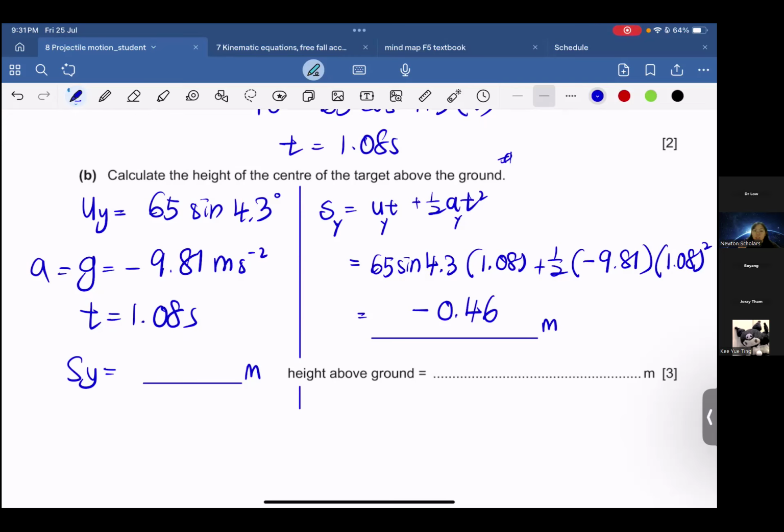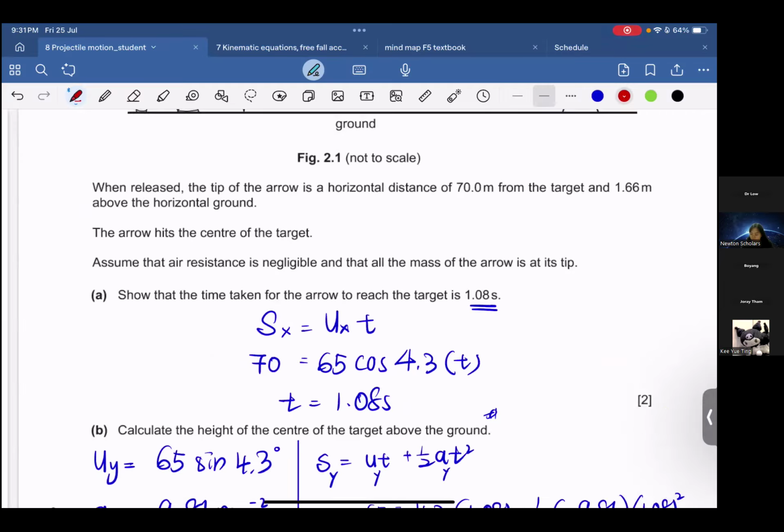Okay, here, SY is negative. What does it mean by negative? This negative means that it is already in the opposite direction to the initial motion. Okay, this negative means opposite already.